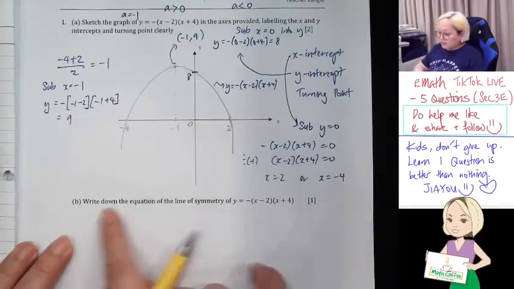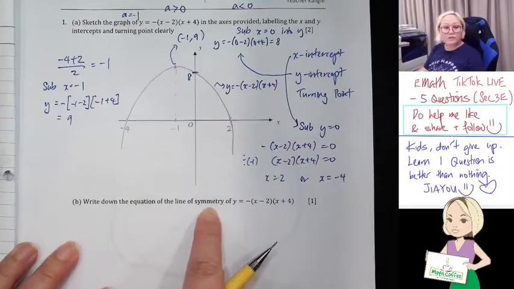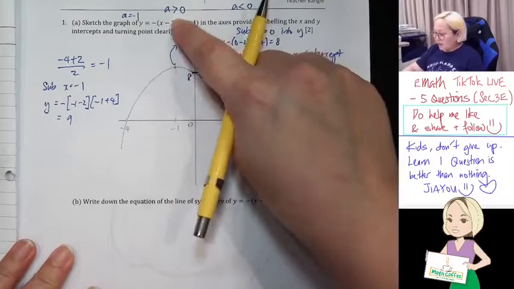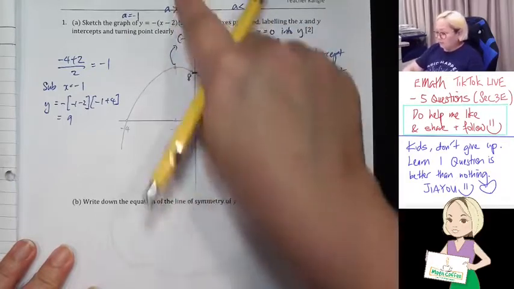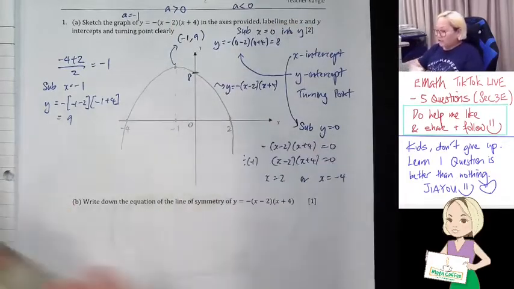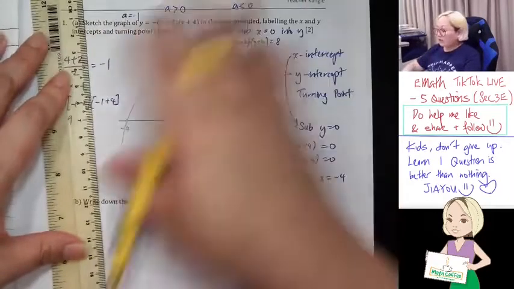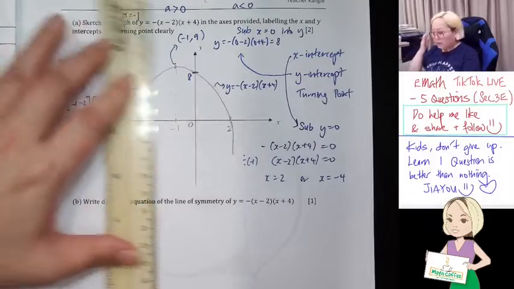Okay, next. 1 mark. They said, state the equation of the line of symmetry. This is a very easy question. First, line of symmetry is at where? Line of symmetry happens at the turning point. So the line of symmetry is actually this line. But in this question, they never ask you to draw the line of symmetry. You don't draw. So it's this line.